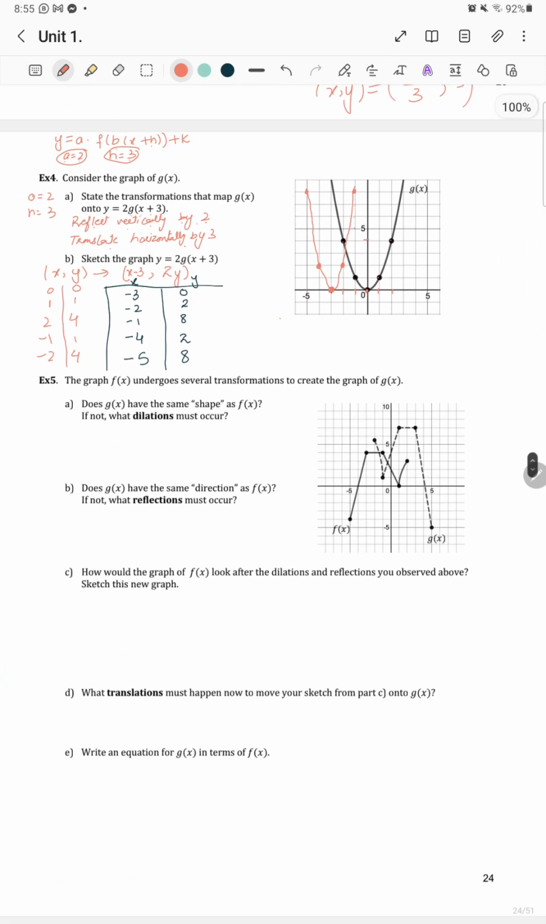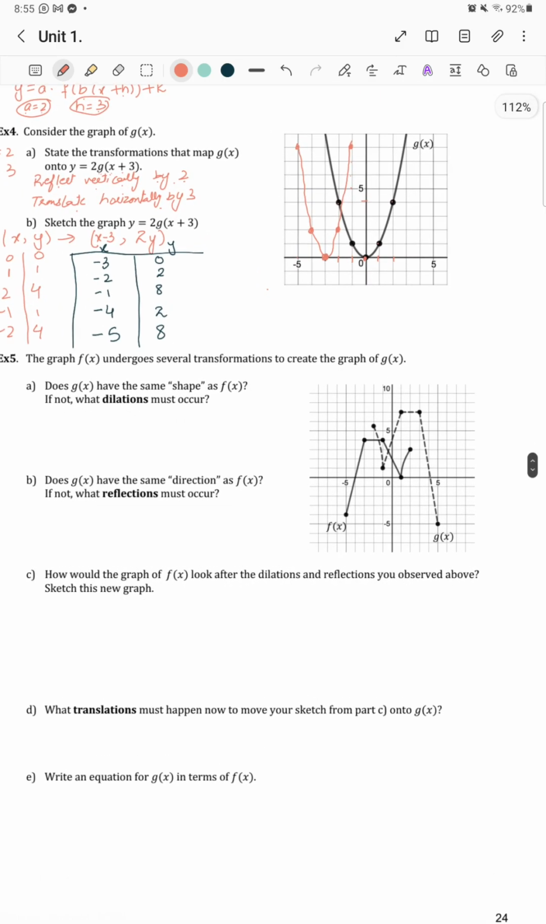The graph f of x undergoes several transformations to create the graph g of x. Does g of x have the same shape as f of x? If not, what dilations must occur? So the graph f of x has this shape and the graph g of x has this shape. Do they have the same shapes? No. What dilations may occur?